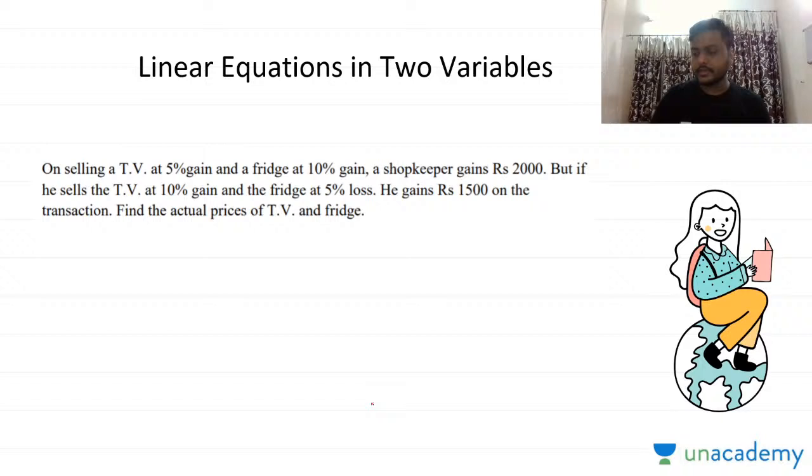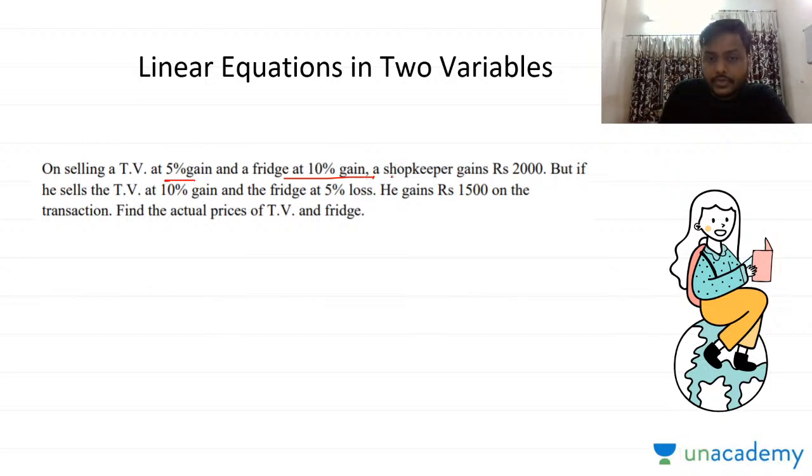Yeah. So in this question, guys, we are talking about a TV being sold at 5% gain, and a fridge being sold at 10% gain. Okay, understand? TV is being sold at 5% gain, and the fridge is being sold at 10% gain. Correct? Just a minute.